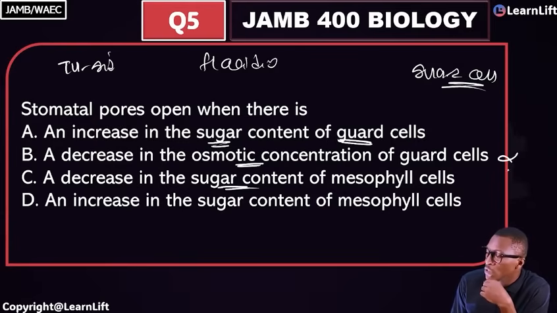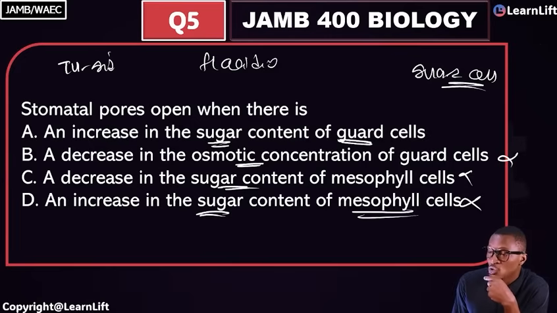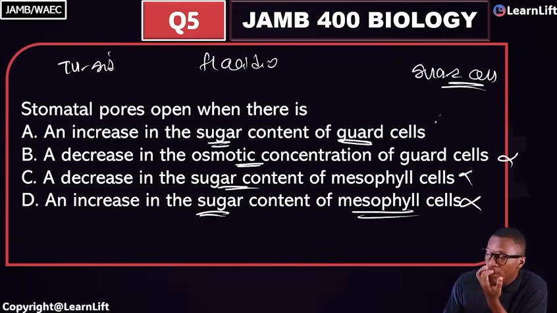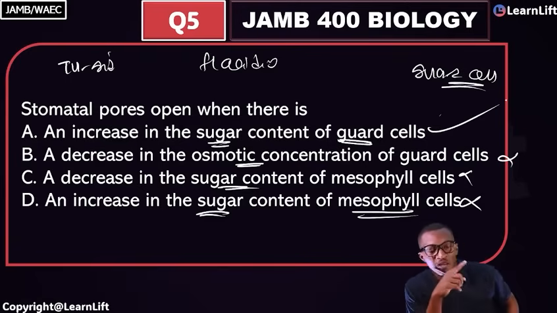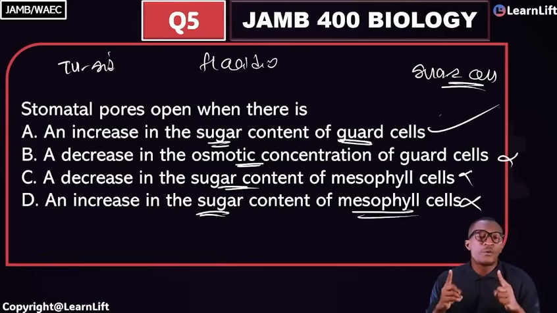No, this is wrong, and this one says increase in sugar content of the mesophyll. Now, increase in sugar content is correct, but is it of the mesophyll? Is it of the guard cell? So this is wrong. This one says decrease in sugar. First of all, it's not decrease in sugar. It has to be increase in sugar, and the answer mesophyll is also wrong, making option A the answer.